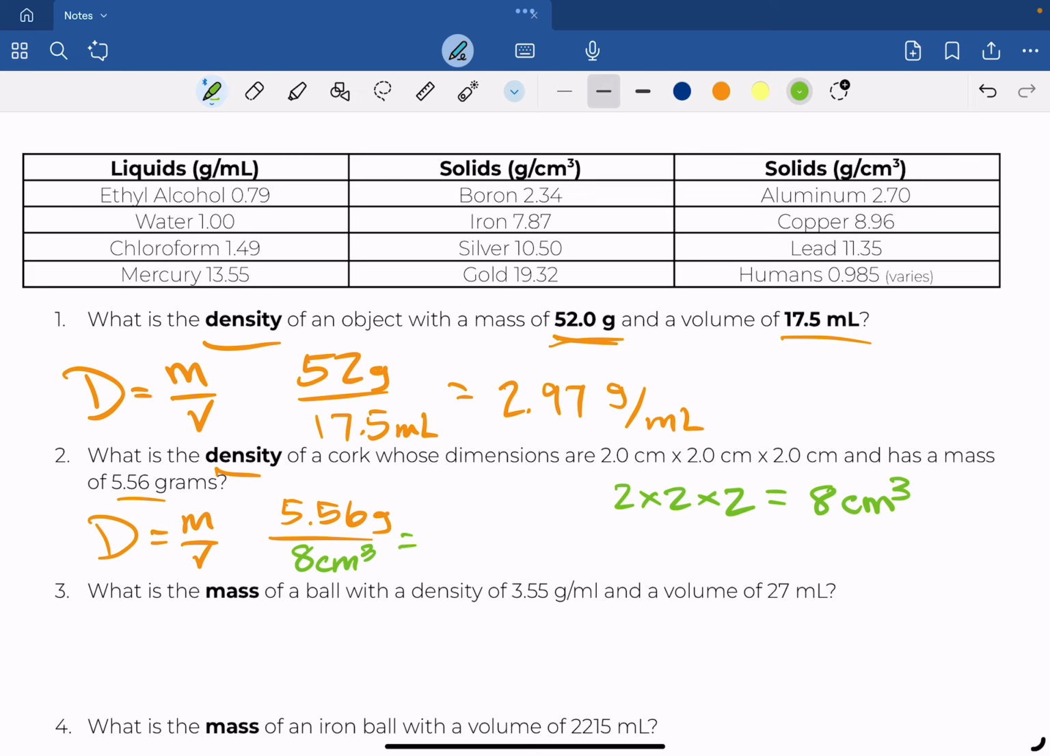Okay. And you have grams on the top, centimeters cubed on the bottom. Now those units will carry over into your answer. So a small number, 5.56, divided by a bigger number should be less than 1. And number 2 is, yes, 0.695.